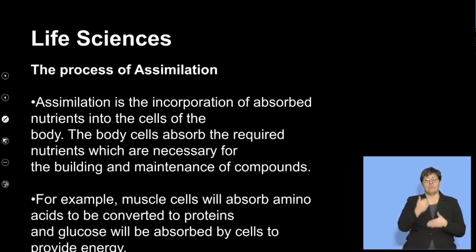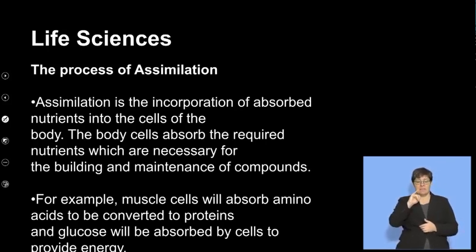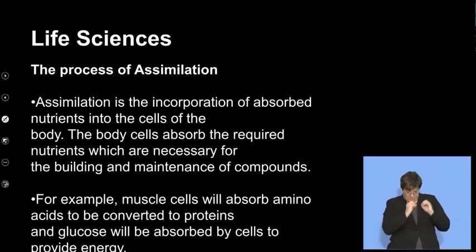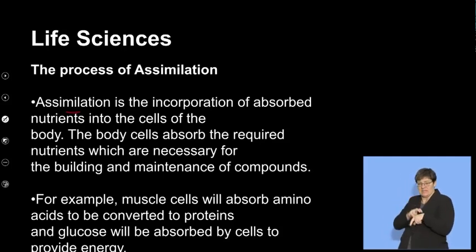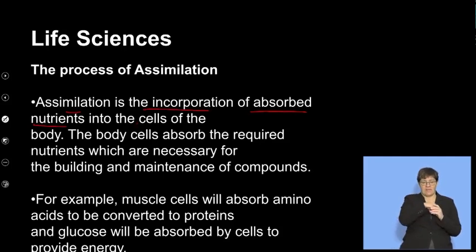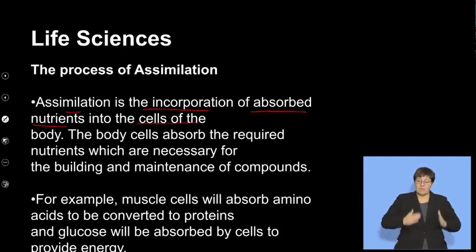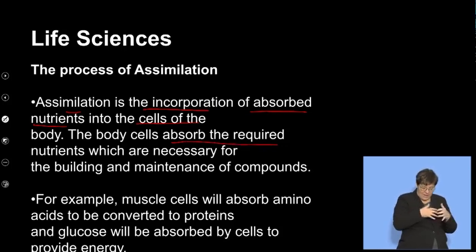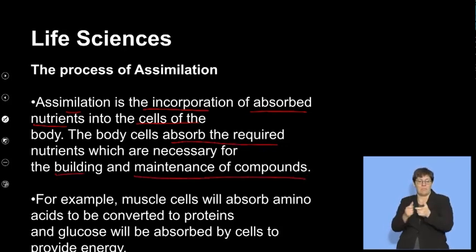So the process of assimilation is basically absorbing them into the cells and then producing complex molecules based on the needs of the body. So assimilation is the incorporation of the absorbed nutrients, the building blocks, into the cells of the body. The body cells then absorb these required nutrients, which are necessary for building and maintaining larger compounds.